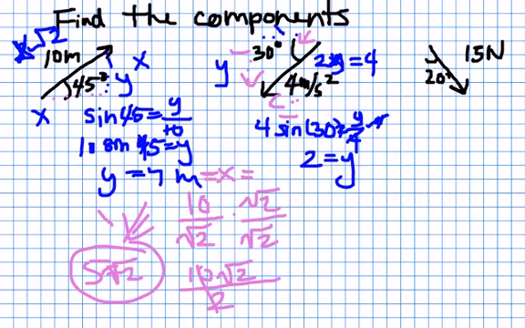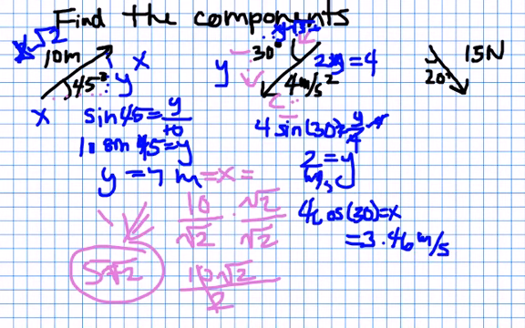This is essentially whatever that y or x was times the square root of 3. So you could either do your cosine of 30 to find x, which would give you 3.46. This is in meters per second. Or you could just write it out as 2 times the square root of 3, because these are the same.